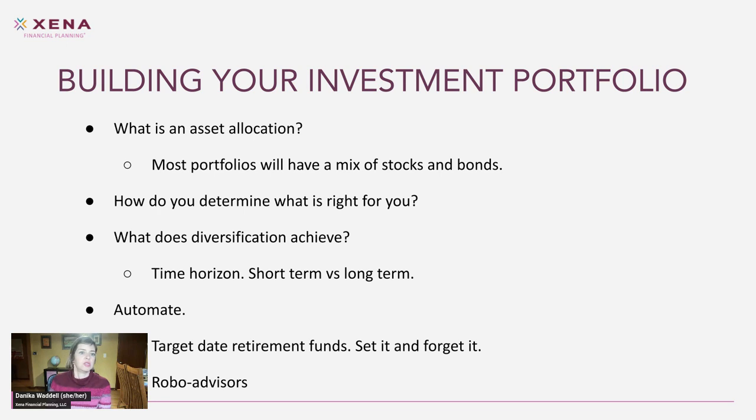Okay, and a few more concepts to touch on in case we haven't covered any of these things. I wanted to talk about what an asset allocation is. Most portfolios will have a mix of stocks and bonds. You might hear something like an 80-20 portfolio or a 70-30 portfolio. What that refers to is just how much of the portfolio is in stocks and how much is in bonds. So in that case, we're probably talking about 80% stocks, 20% bonds.